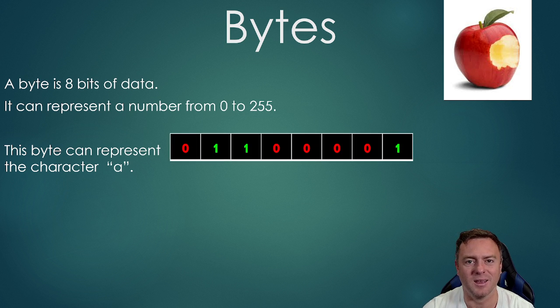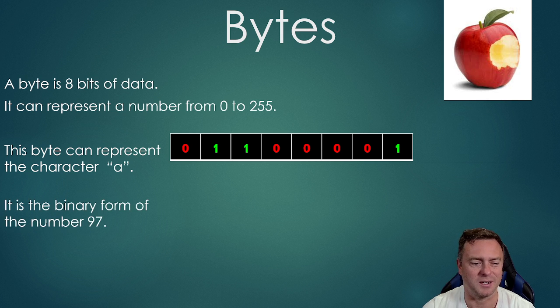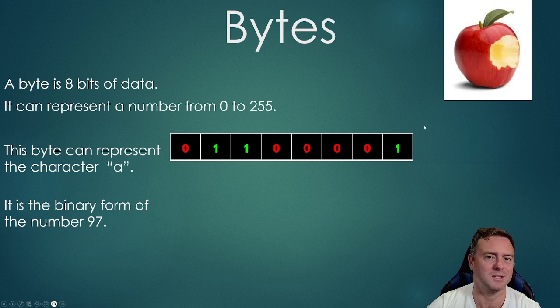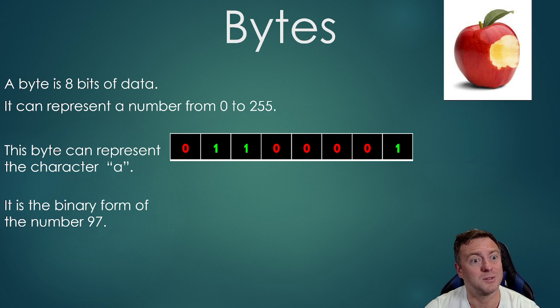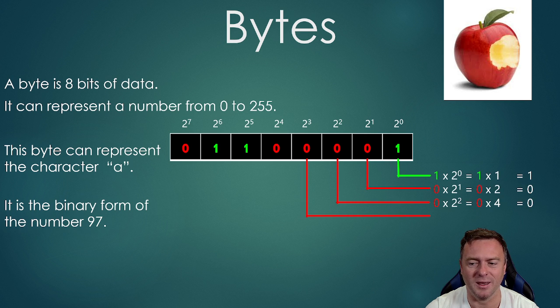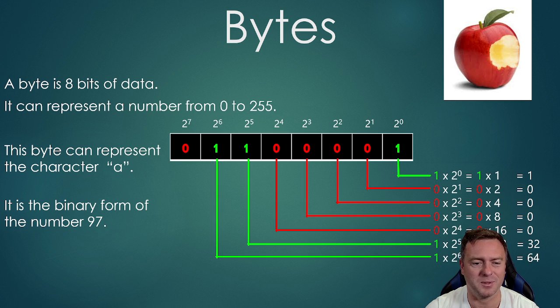So A in ASCII is represented in binary by this number, which is actually the numeric form of 97, which you should be able to do now because you should be able to look at that and go, there's 64 plus 32, no 16s, no 8s, no 4s, no 2s, and a 1. So 64 plus 32 is 96, and then plus 1 gives you 97. Pretty cool. So if we go through and add all those together, you have 1 plus the 32 plus the 64, and then nothing on the end there.